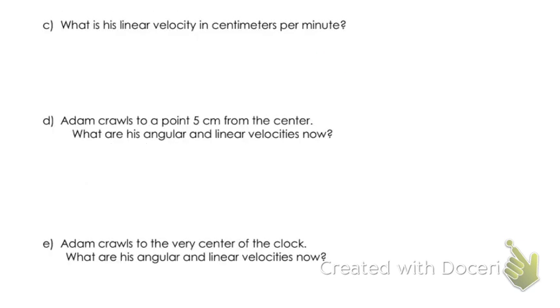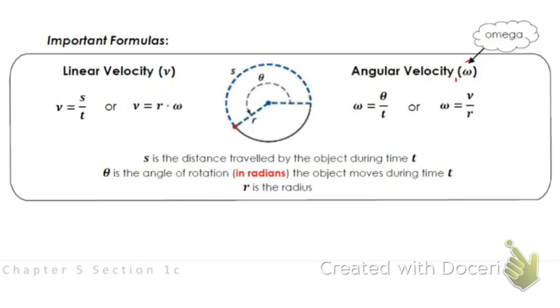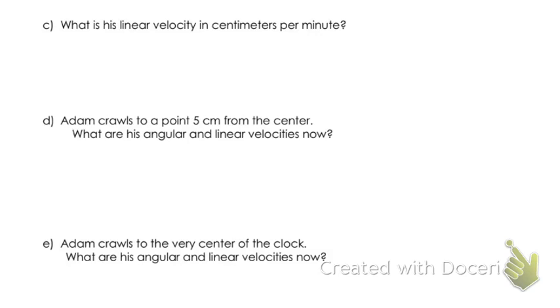It says, what is his linear velocity in centimeters per minute? So let's go to our linear velocity. Look at your linear velocity formulas. You have 2 of them. In fact, let's go back to it. We have 2 of them. We have, if you know the distance and the time, you can go that way, or if you know the radius and the angular velocity, you're going to use the other one. Well, nowhere in the problem does it say anything about distance. So we actually don't know the distance offhand right now. So we're probably going to use the other one because we know the radius and we know the angular velocity.